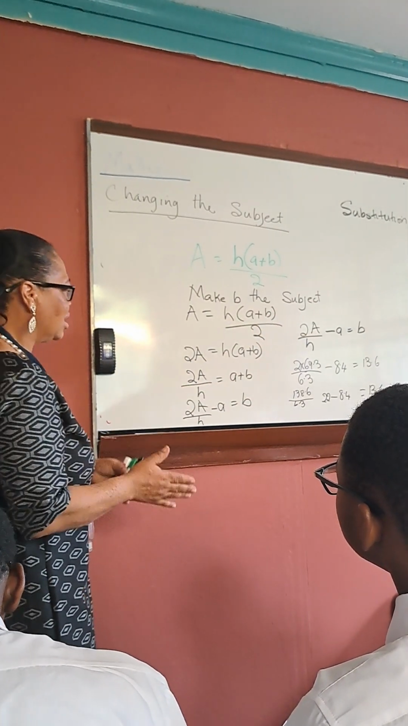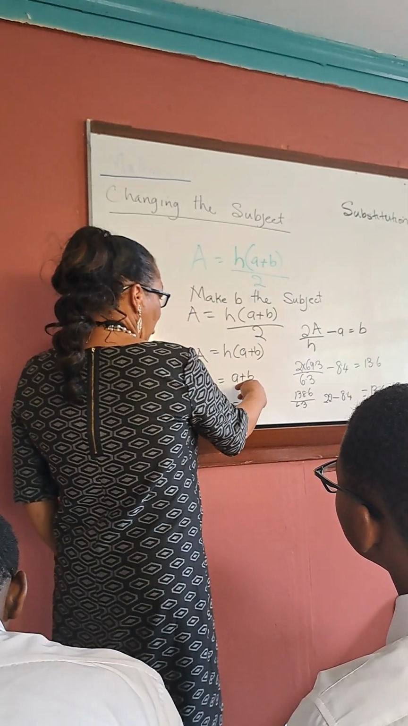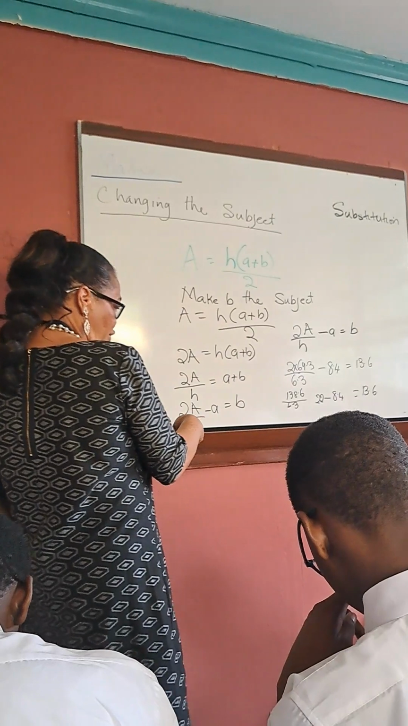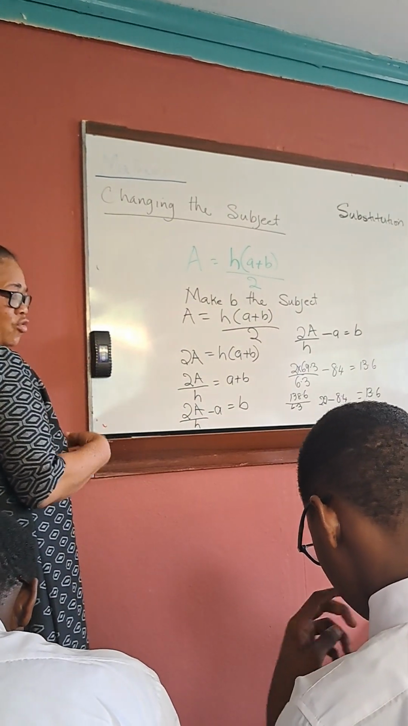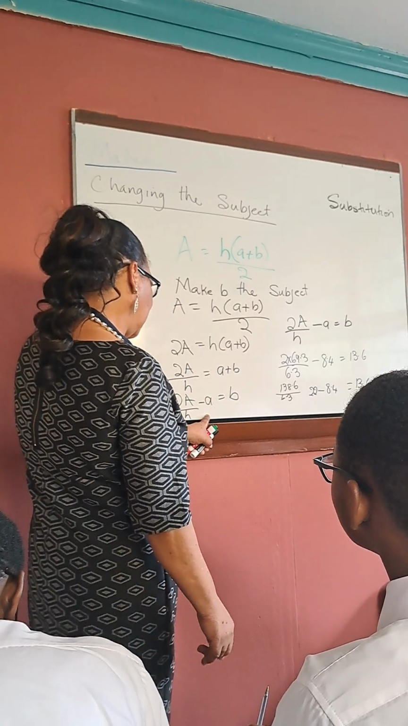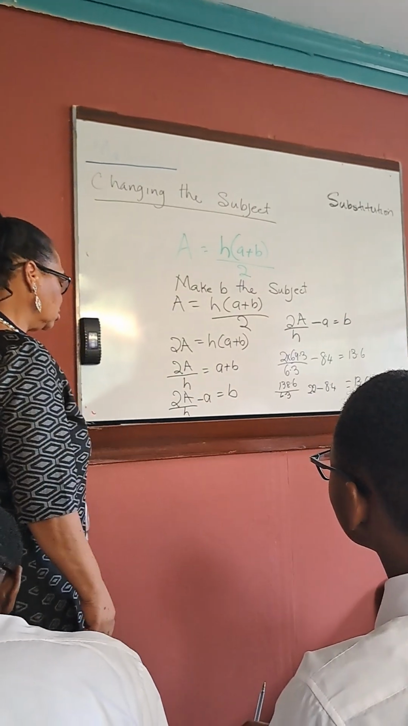And finally, I'm going to move over A. I'm adding A here, A plus B. So if I move it across, I'm going to be subtracting. So I have 2A over H minus A is equal to B.